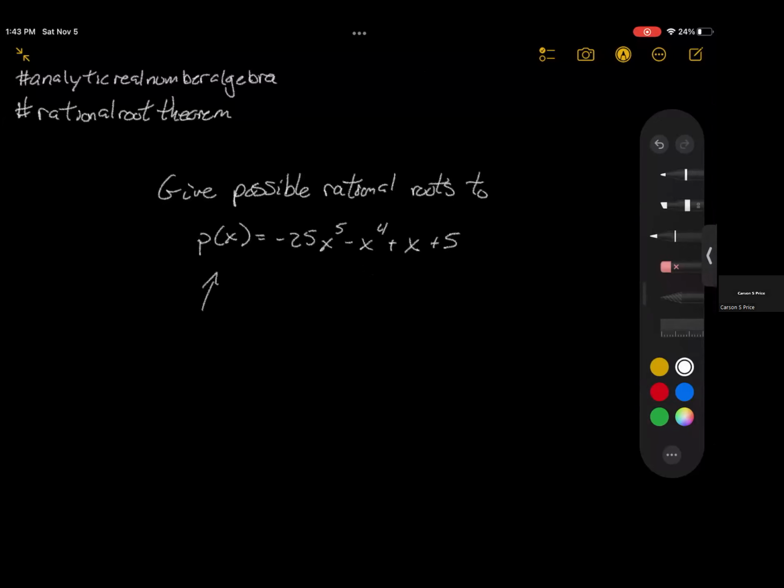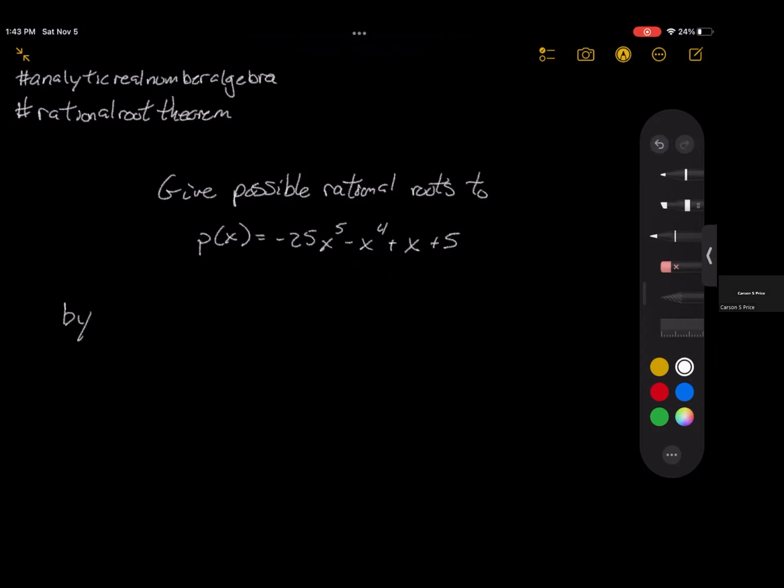Well, p of x is a polynomial, right? It's the sum of a bunch of powers of x's. And of course, we can have constants in front of those. And those constants, those coefficients, right? The minus 25, the minus 1, the positive 1, the 5, those are all integers. So it is a polynomial with integer coefficients.